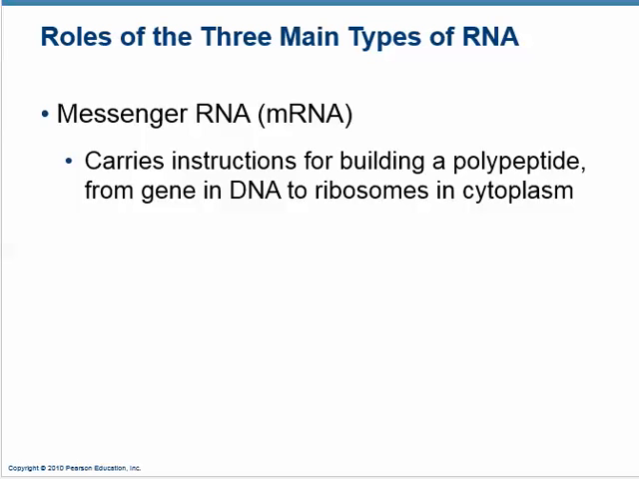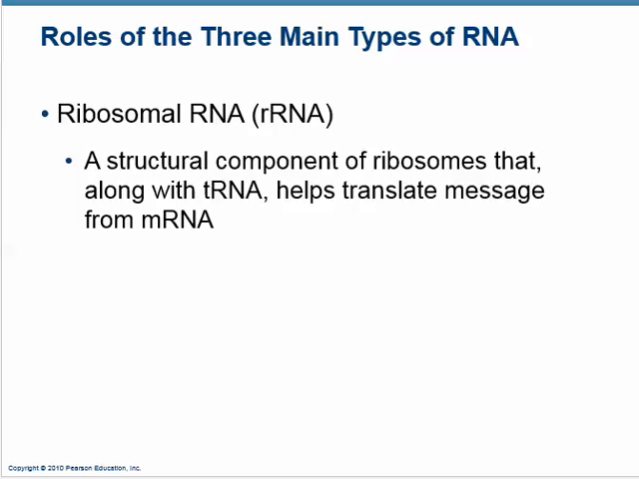But the messenger RNA has to interact with something, and it has to interact with the nucleotides of RNA at the ribosome. So we call this ribosomal RNA. So this is a structural part of the ribosome that lines up and kind of holds the messenger RNA in place while it is being read.